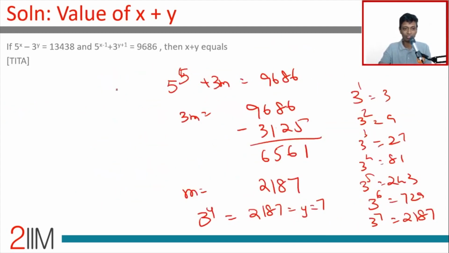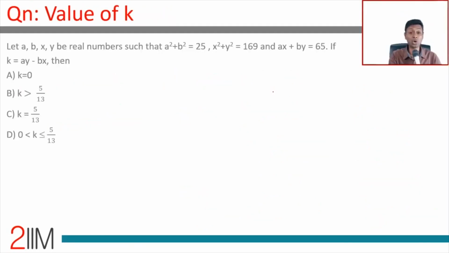We got x to be 6. x is 6, y is 7. x plus y is 13. I struggled long and hard with this question. For a long time I struggled with this question.